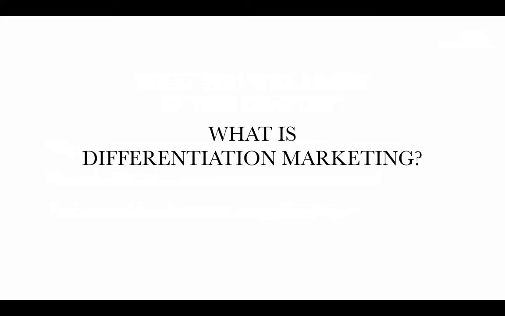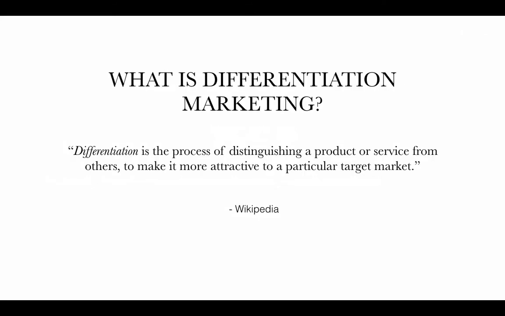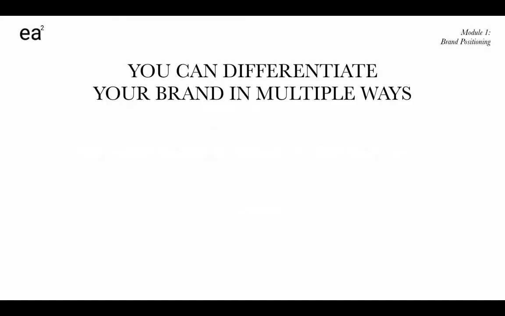Now, so what is differentiation marketing? Mr. Wikipedia says, assuming that Wikipedia is a Mr., that differentiation is the process of distinguishing a product or service from others to make it more attractive to a particular target market. It's very obvious that you have to look different. If you look like anybody else out there, the chances are that your customers won't pay attention to you.